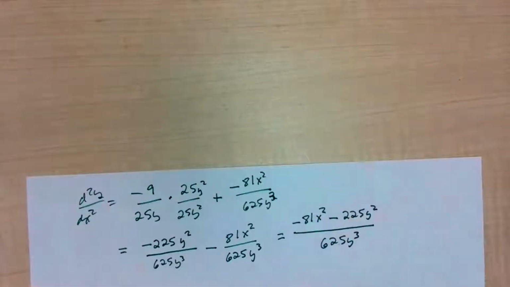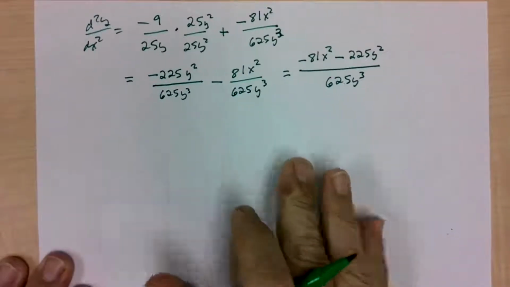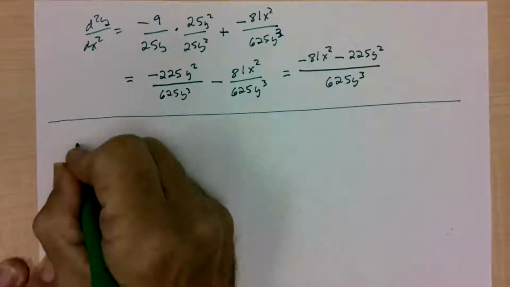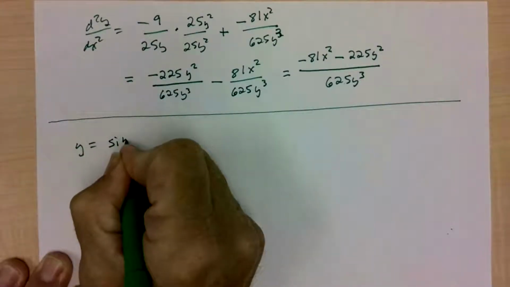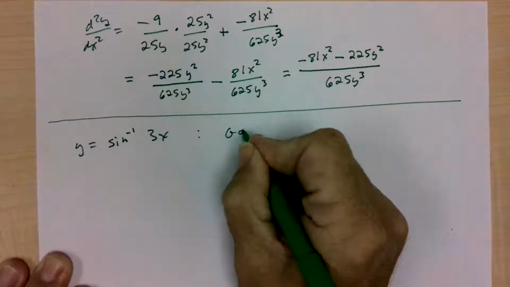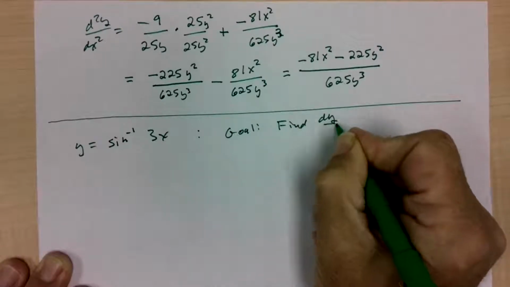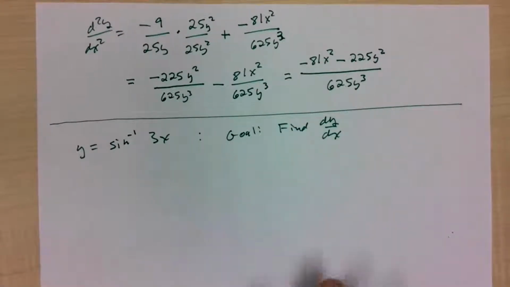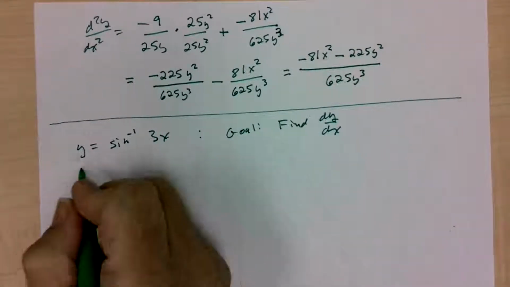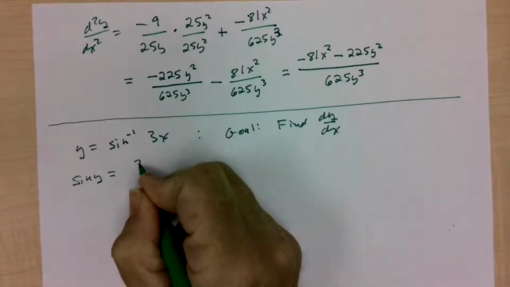And that is going to be to use implicit derivatives to find the derivative of an inverse trig function. So I'm going to look at y equals the inverse sine of 3x, and the goal is to find dy/dx, which would be the derivative of the inverse sine function. So if that's the case, let's rewrite this problem as sine of y equals 3x over 1.